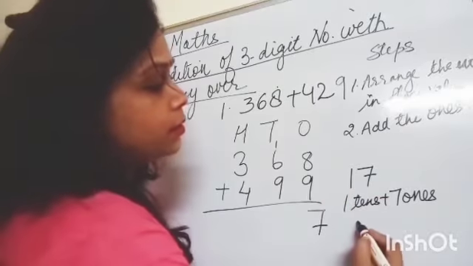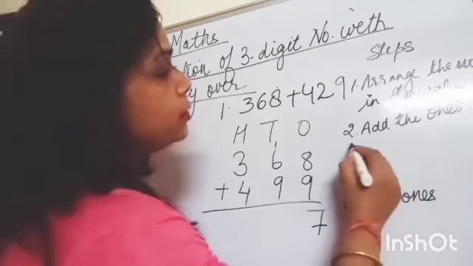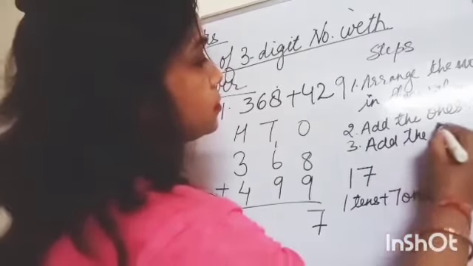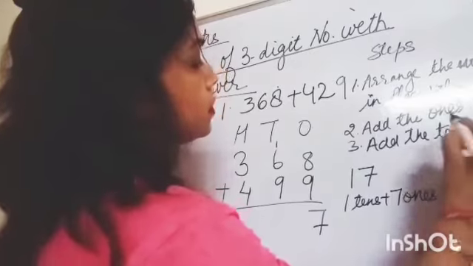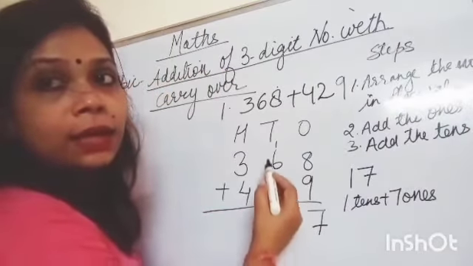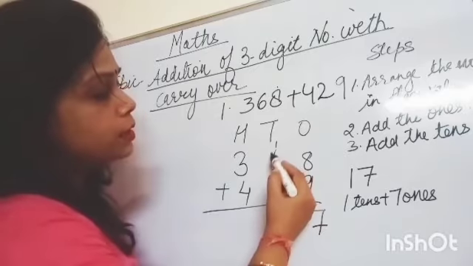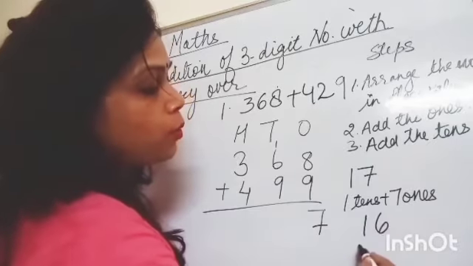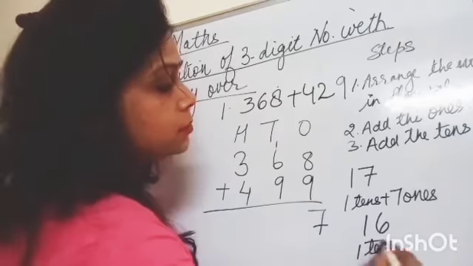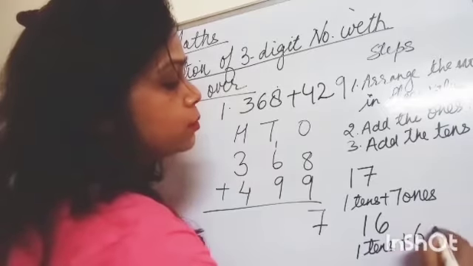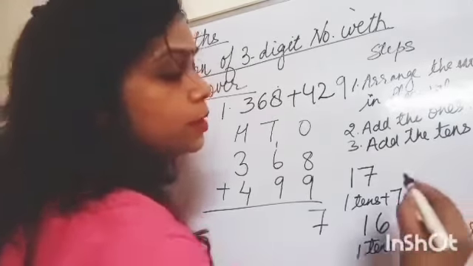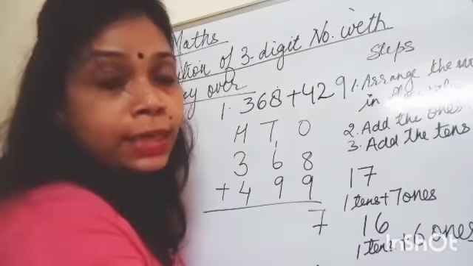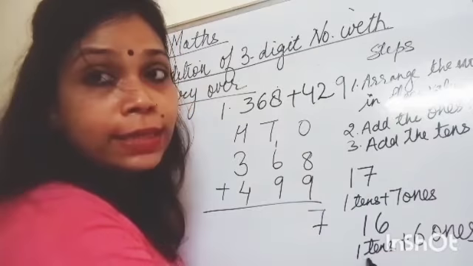Again, the third step: we will add the tens. After adding the tens, what do we get? 6 plus 7, 7 and 9 is 16. Again 16 can be regrouped as 1 ten and 6 ones. Students, what will we do? The 6 ones we will write in the ones column, and the 1 ten will be carried over.